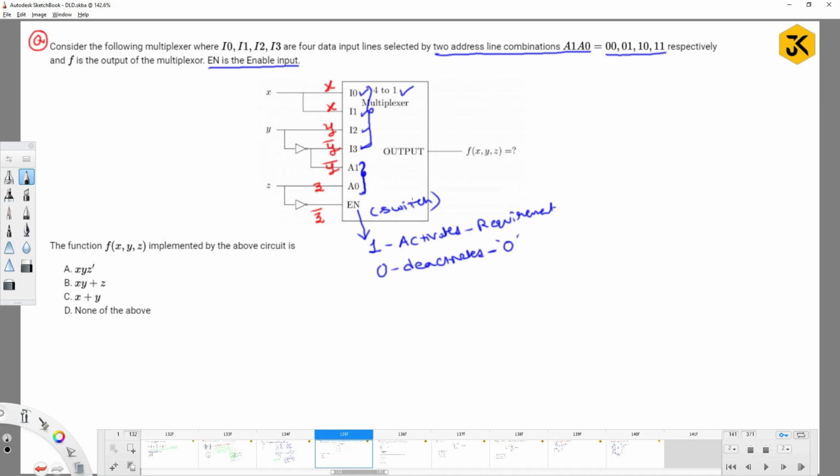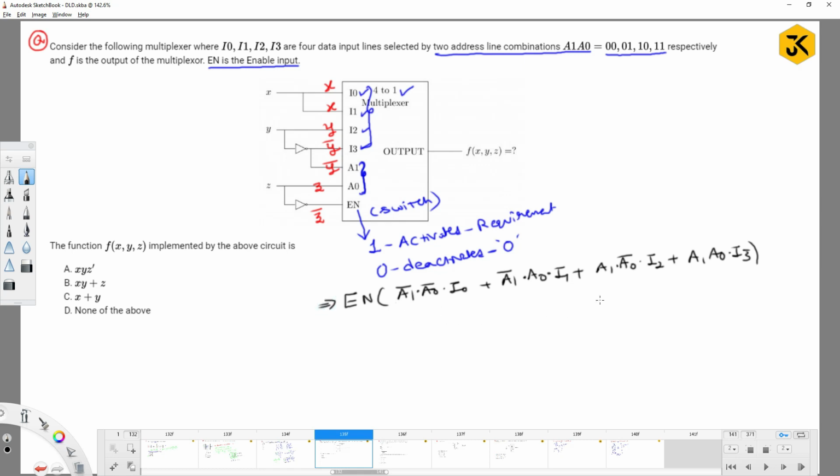See, when you are going to have enable, you have to get the functions, right? So the output will be based on the enable. So enable into A1 bar, A0 bar into I0 plus A1 bar, A0 into I1 plus A1, A0 bar, I2 plus A1, A0 into I3. This is the corresponding function that is going to be generated.